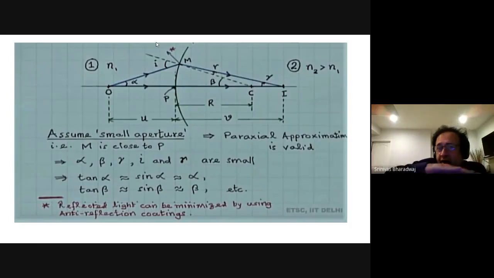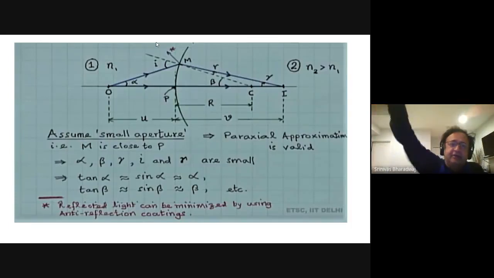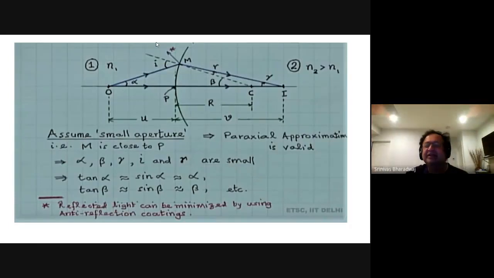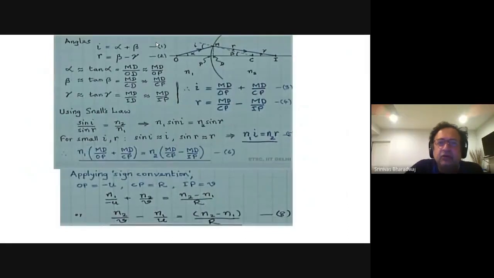Okay, so now if you put an anti-reflection coating on top of the lens, then there is not that bounce off of the light. You see, everything gets channeled, and you want that. Okay, so now sin I by sin R equals N2 by N1. So let's understand the angles. Okay, the I is the incident angle. This angle is the R, the refracted angle.